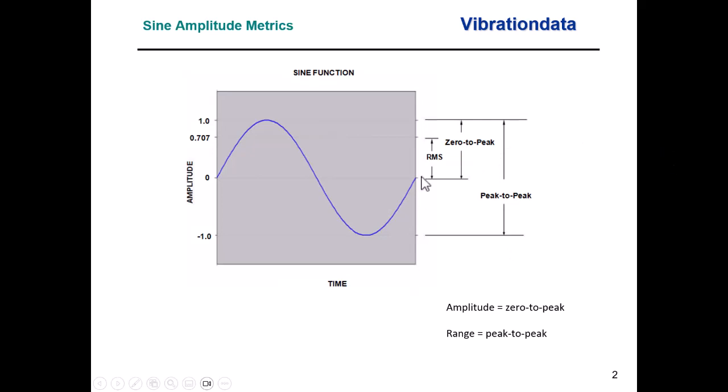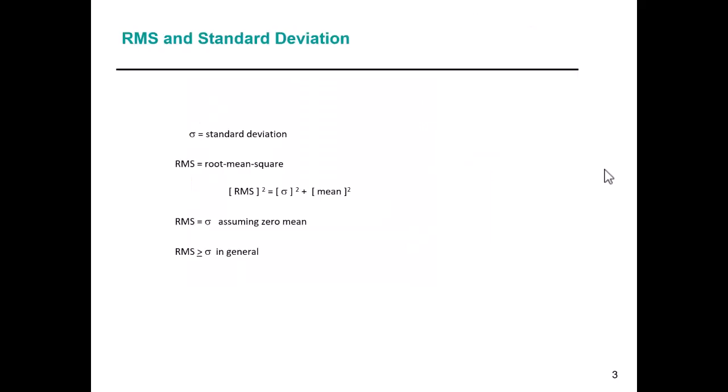So let's think for a minute, what is an RMS value, and how does that relate to a standard deviation? So RMS squared equals standard deviation squared plus the mean squared. So RMS is equal to 1 sigma, assuming 0 mean. Or generally speaking, we can say that RMS is always greater than or equal to the 1 sigma standard deviation.